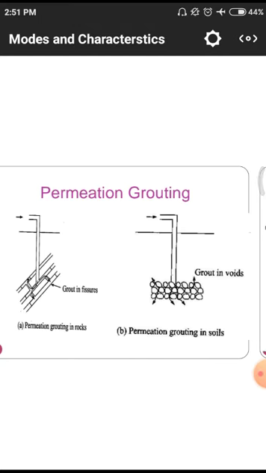First one is permeation grouting in rocks. Rocks means we have to deal with folds and faults, so we have to cover these folds and faults with the help of grouting materials. On the other hand, we have permeation grouting in soils. That means those are simply granular particles. In those granular particles also there may be some weak bond. To increase the strength, that means the physical strength of the soil, they simply utilize permeation grouting with the help of this technique.